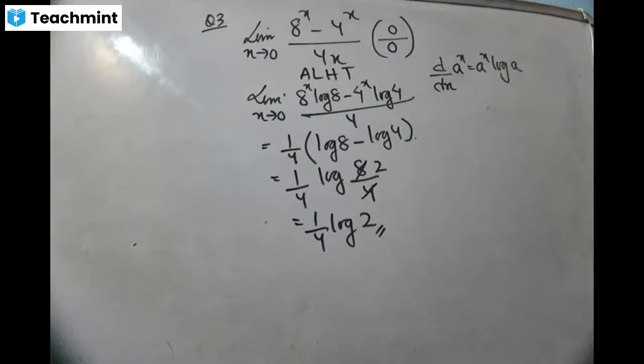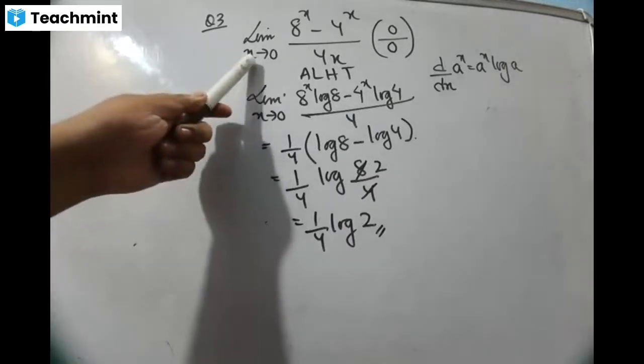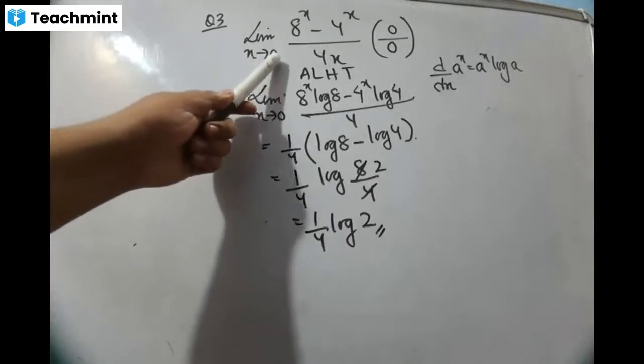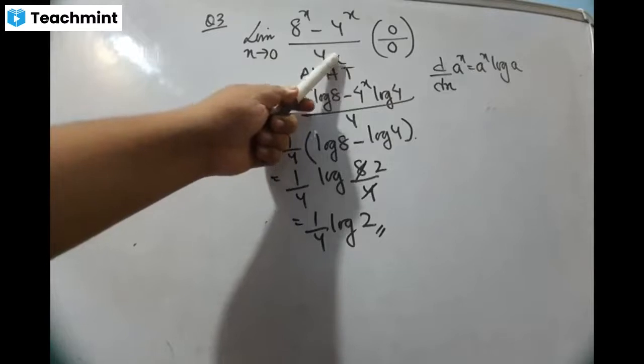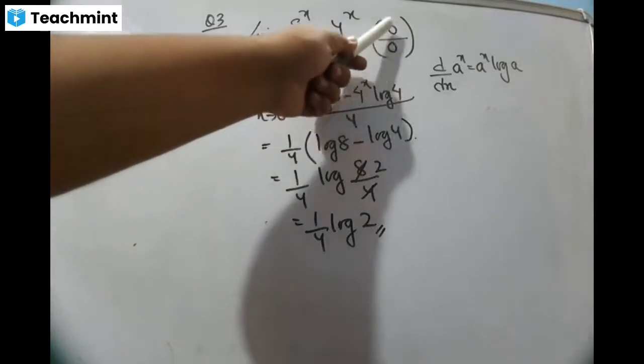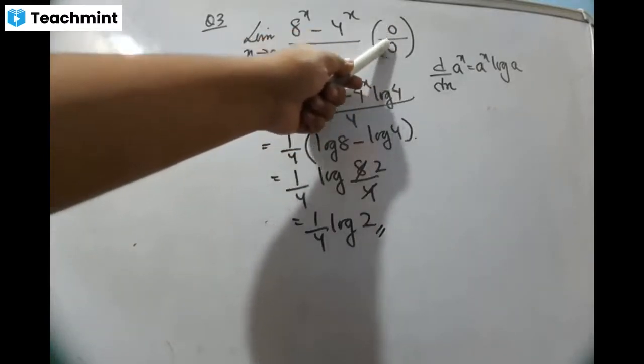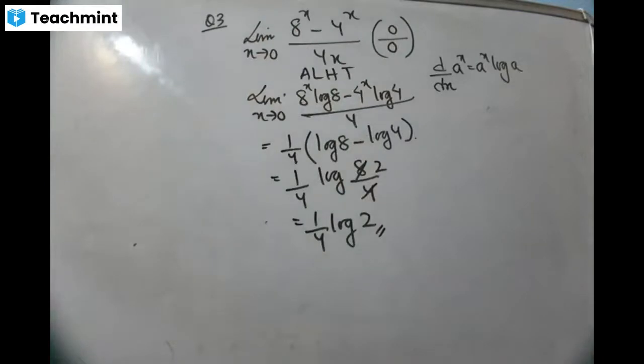So once again, those who joined late, this is L'Hospital's theorem. What you need to do is you need to put the value of x in the denominator first. So the value of x is 0. So 4 into 0 is 0. So if the denominator is 0, numerator will be 0. So this is called an indeterminate form because 0 by 0, the form does not exist. You cannot proceed from here.